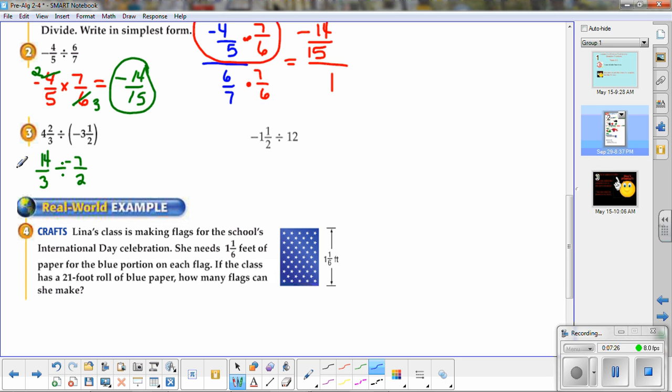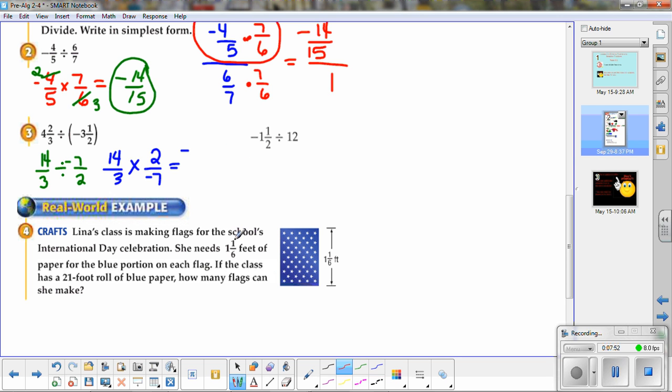Now at this point, we can do keep, change, flip, or dividing fractions, easy as pie. Flip the second and multiply. Again, it doesn't really matter where the negative is, if it's on the top, bottom, or in the middle. It just means that fraction is negative. And a positive fraction times a negative fraction is always going to be a negative fraction.